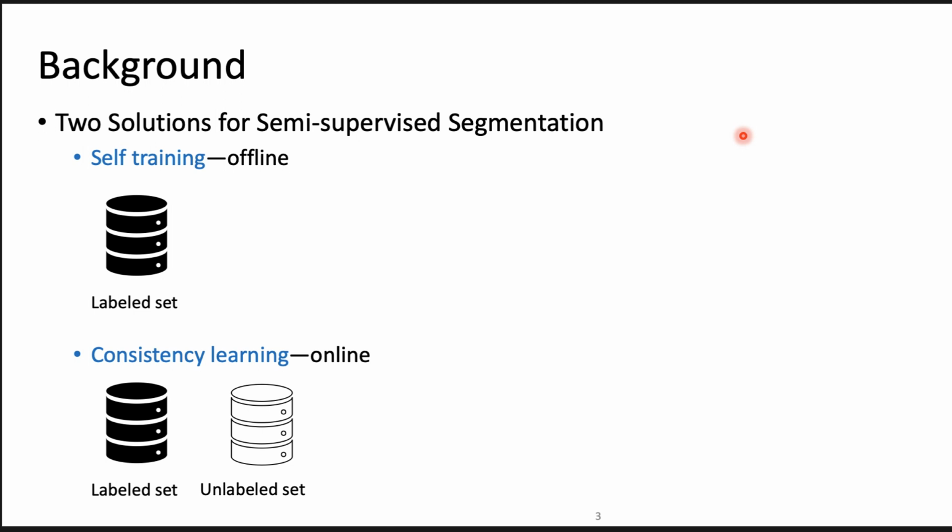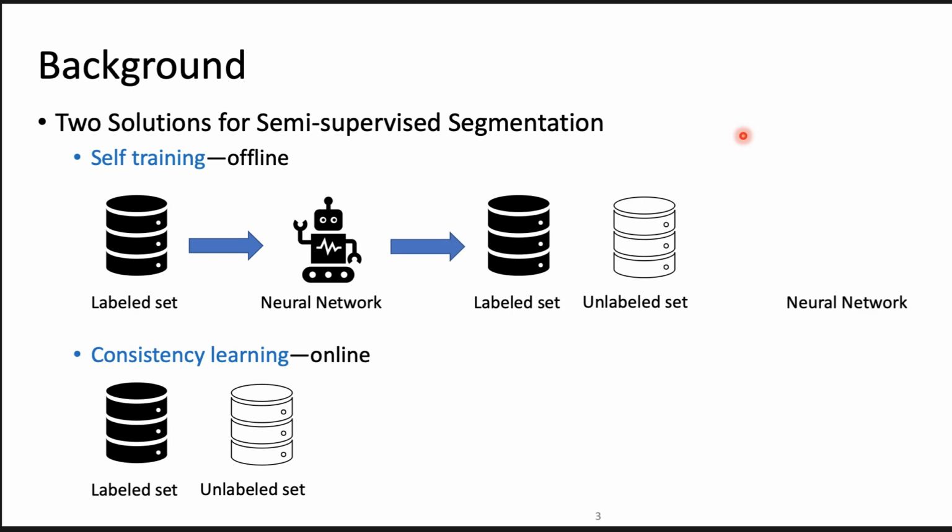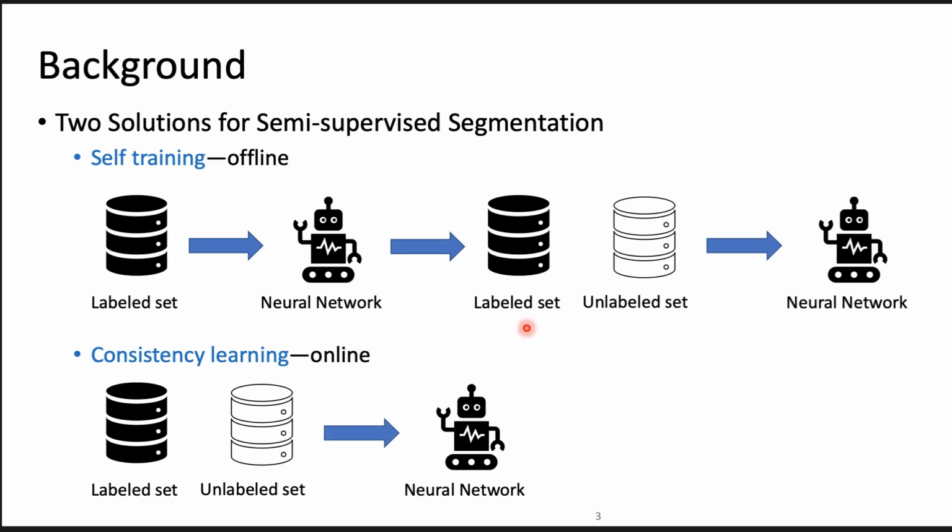There are mainly two solutions for semi-supervised learning. The first is self-training, which is an offline process. The second is consistency learning, which is an online process. I will introduce them in the following.